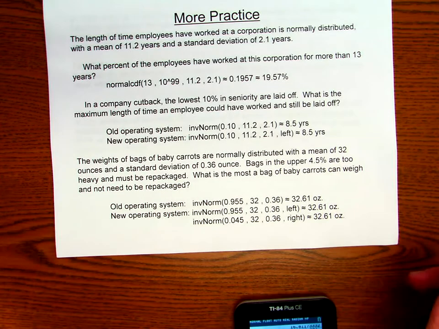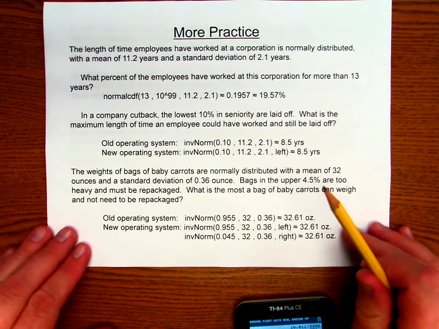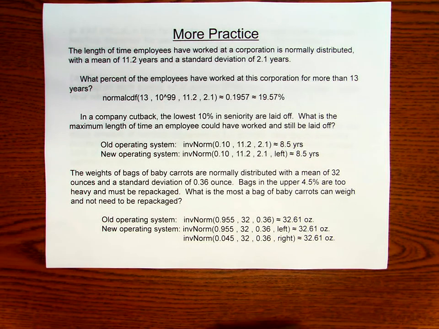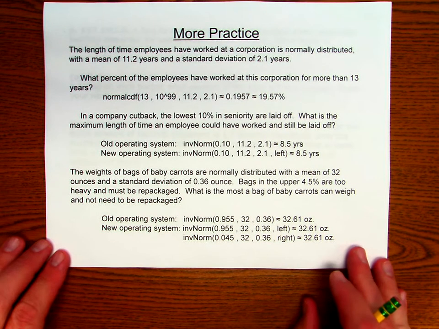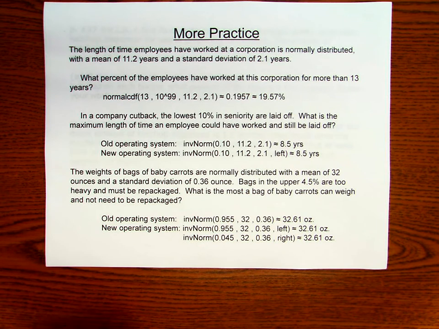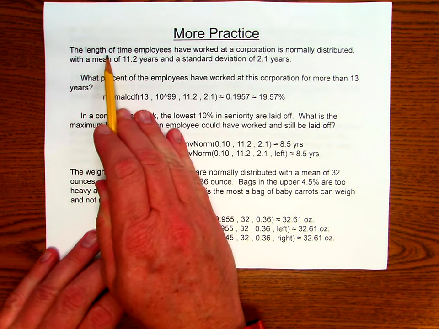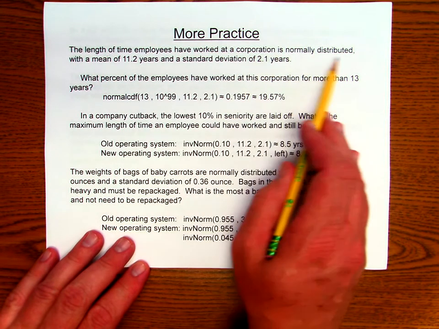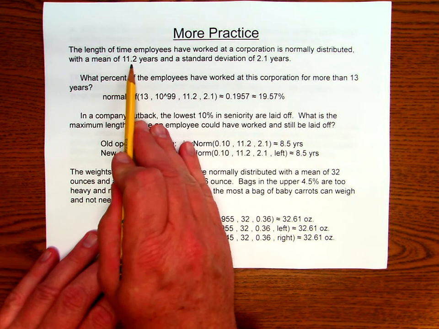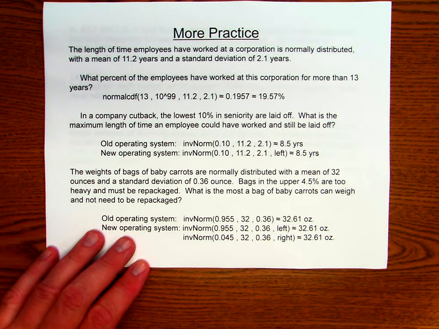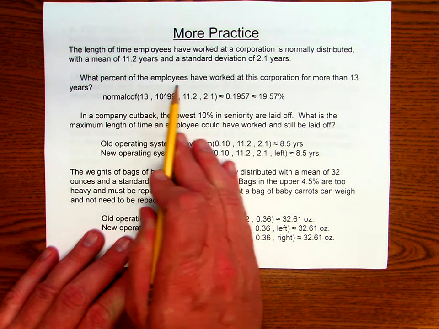All right, some more practice. Clarifying some of this stuff, connecting it back to what we started with. The length of time employees have worked at a corporation is normally distributed with a mean of 11.2 years and a standard deviation of 2.1 years. Okay, what percent of the employees have worked at this corporation for more than 13 years?